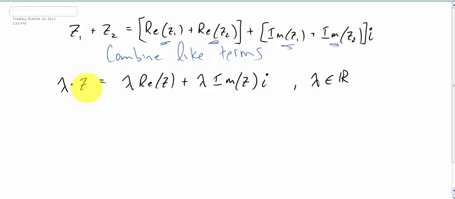If we have a complex number times some lambda, some real number, some scalar, we're taking the real part and multiplying it, and the imaginary part and multiplying it. What we're doing is we're distributing. Hopefully you're saying, oh, that's not new. I can do that. That's not so bad.